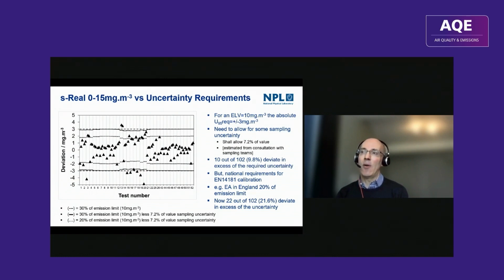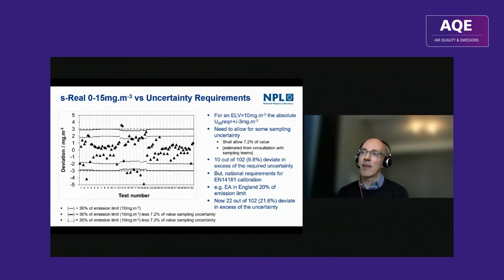Now, I should point out that elsewhere, as mentioned at the start, under the HEROES project, we're going to be looking at the community uncertainty for sampling. So the sampling variance across many sampling teams all sampling. And so we'll be able to see in due course how close that 7.2% value is to what we come up with under the HEROES project. But for the moment, that's the best estimate we have.